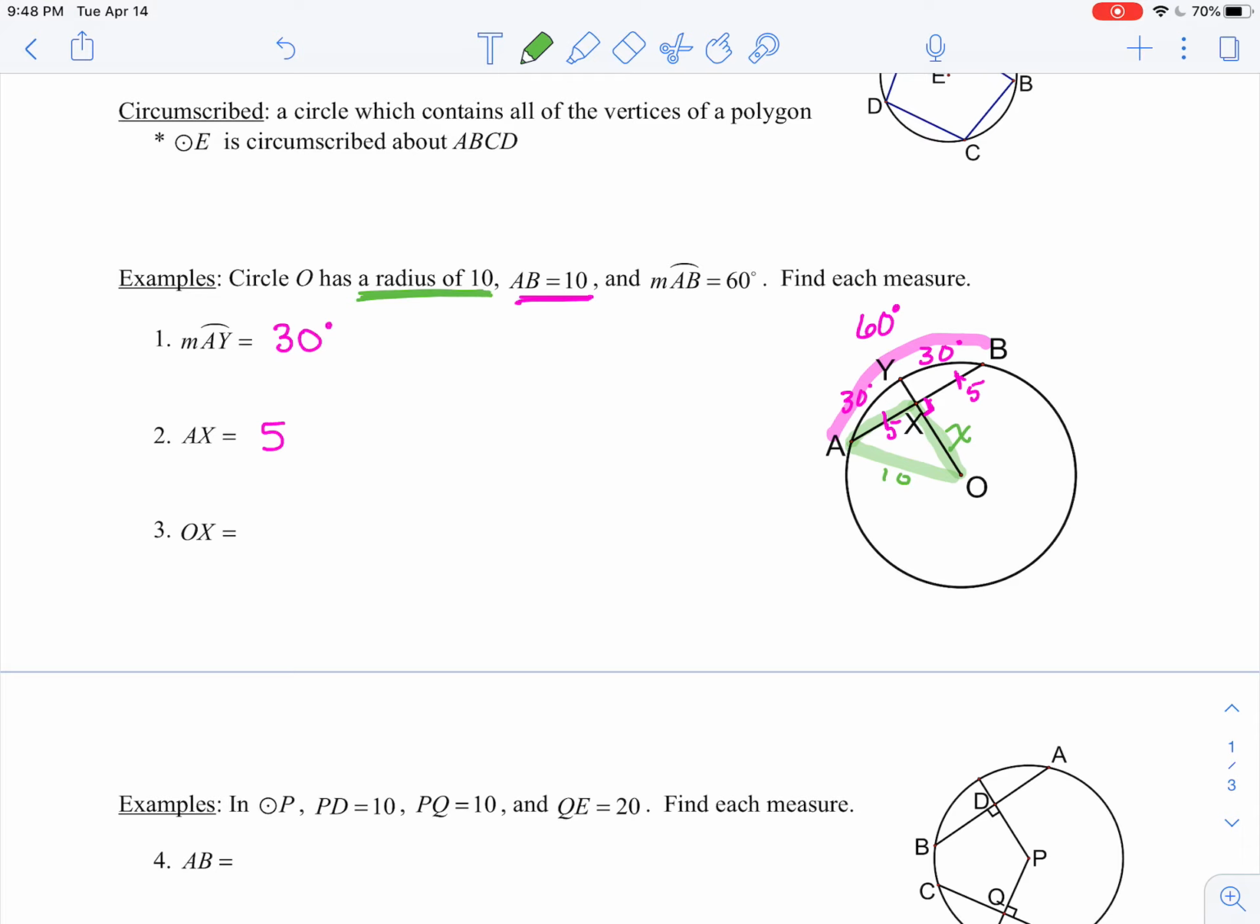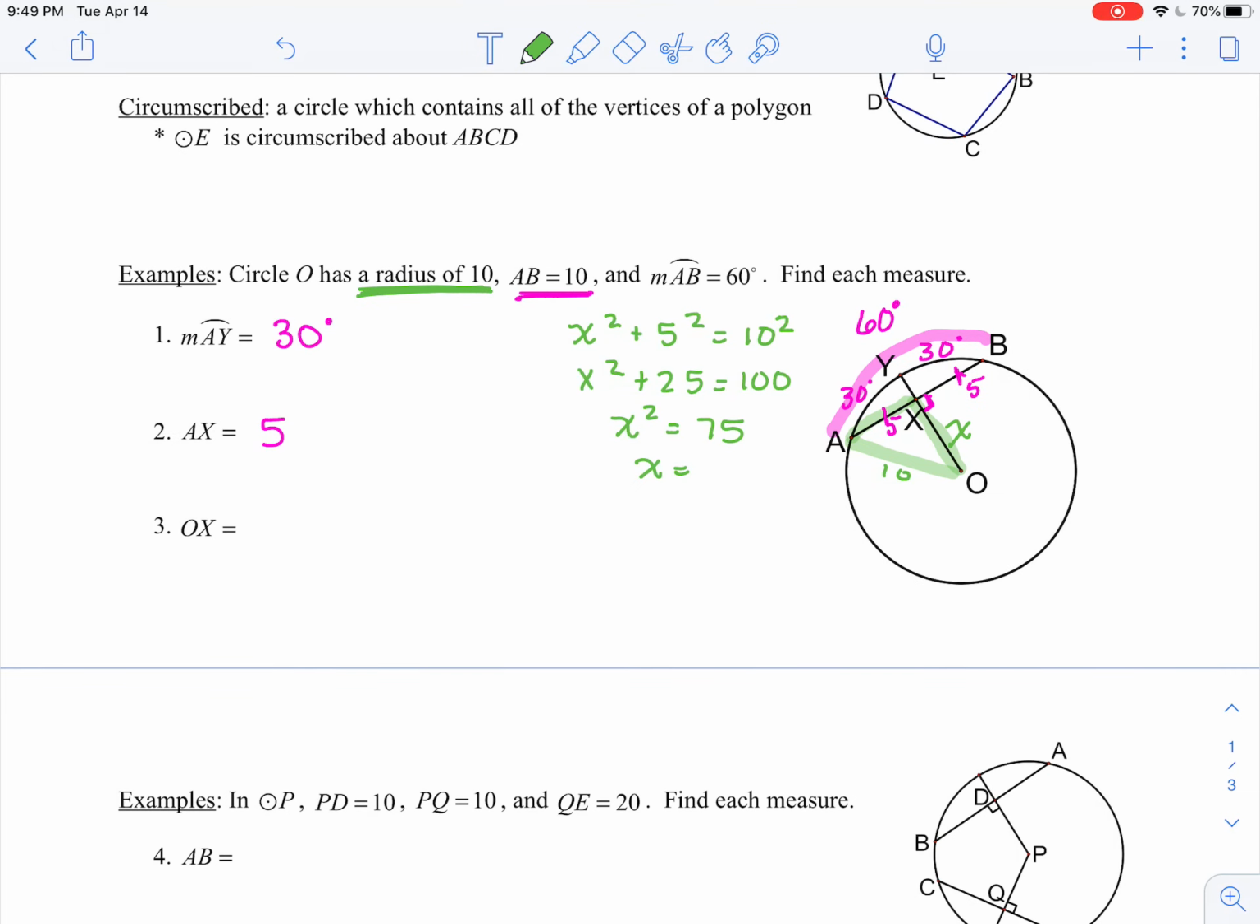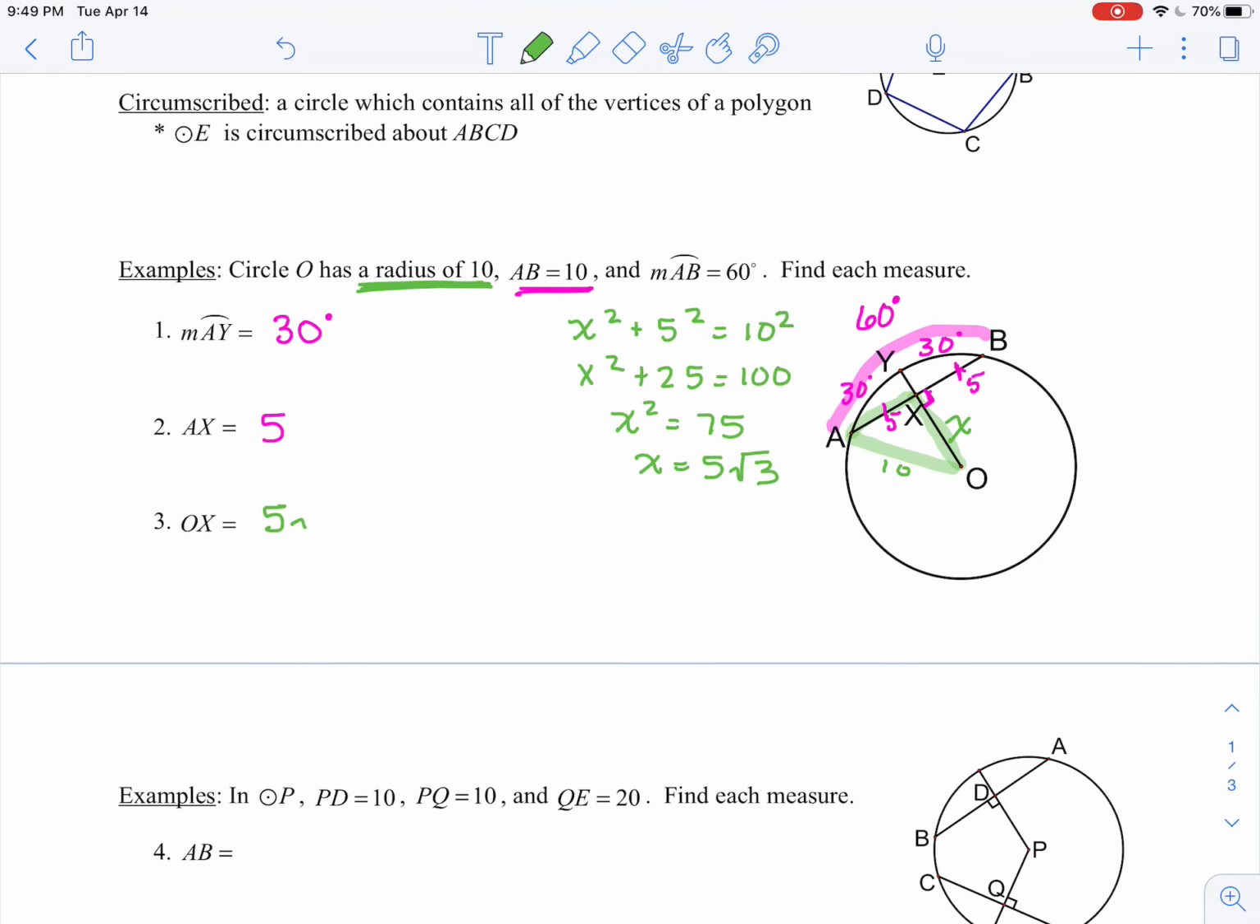Now I have a right triangle. I'm missing one of the legs, so I can use Pythagorean theorem to solve. So x squared plus 5 squared equals the hypotenuse, 10 squared. So x squared plus 25 equals 100, which means that x squared is 75. And when you square root both sides and simplify, this becomes 5 root 3. So OX, the missing side of that triangle, is 5 root 3 units long.